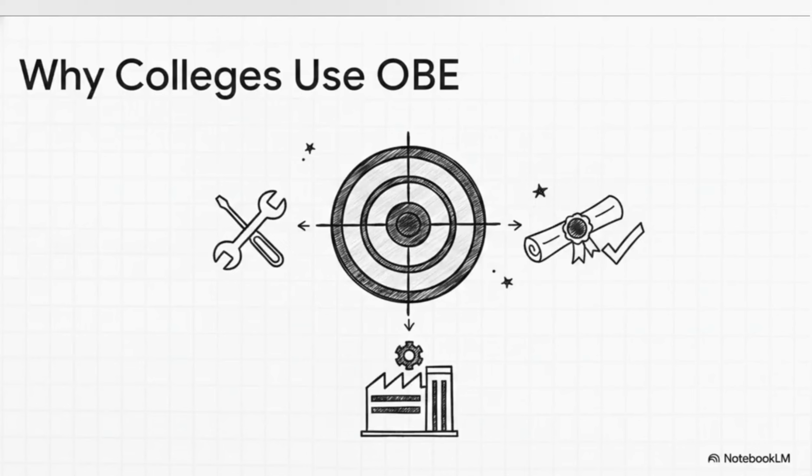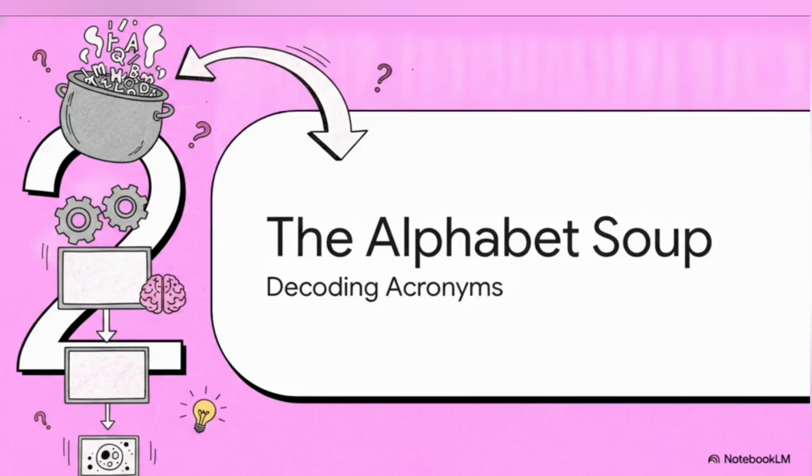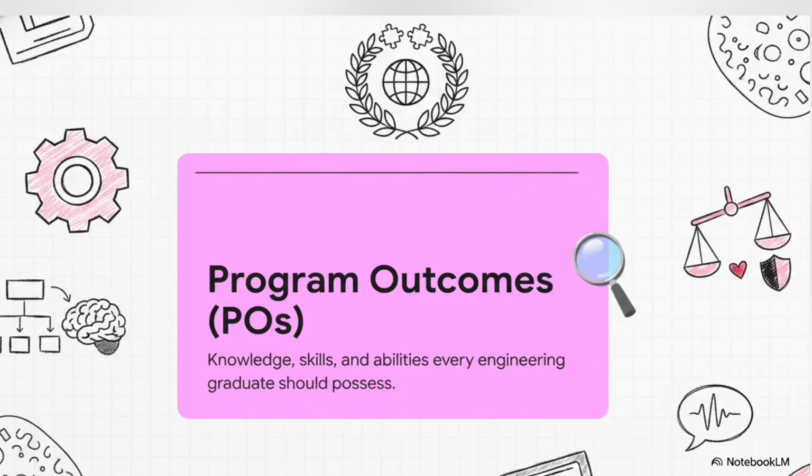Plus, and this is a really big one for institutions, it allows colleges to measure whether graduates are hitting those intended competencies. This is heavily recommended and supported by major accreditation bodies like the NBA or National Board of Accreditation. Moving right along to Section 2. The alphabet soup explained. So now that we know why this framework exists, let's systematically unpack the 3 core acronyms that define the whole system.